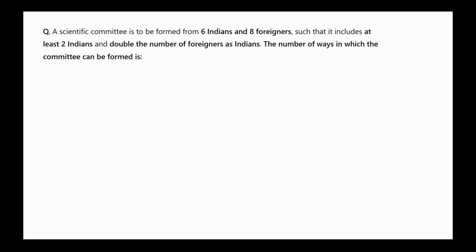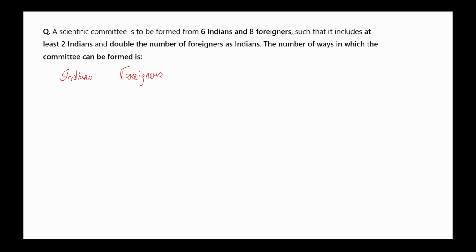A scientific committee is to be formed from 6 Indians and 8 foreigners, such that it includes at least 2 Indians and double the number of foreigners as Indians. So first of all, we know that we have 6 Indians and 8 foreigners, and whatever committee we form, in that committee, the number of foreigners should be double the number of Indians. So let's say if I have Indians here and I have foreigners here, what are the cases that can be formed in this question?